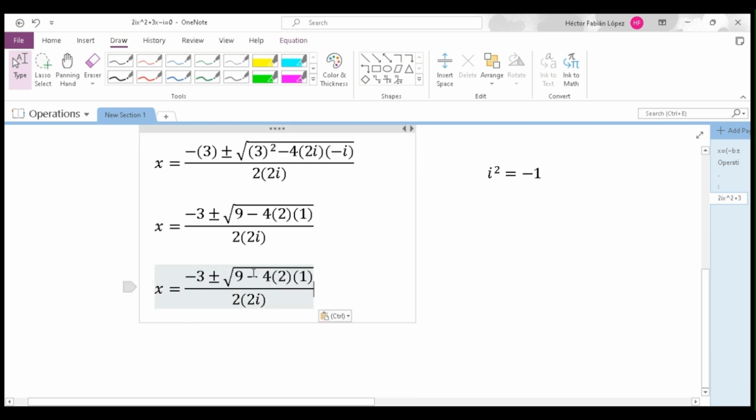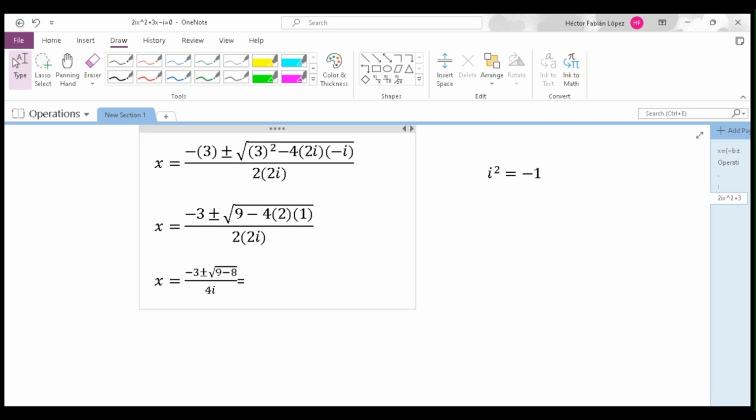After that, we will begin to multiply and solve. Here, we have 4 times 2 equal 8. 8 times 1 is 8 again. We are going to multiply here in the denominator 2 times 2i. We only multiply the real part. 2 times 2 is 4, and i we put it here. Then here we have 4i.